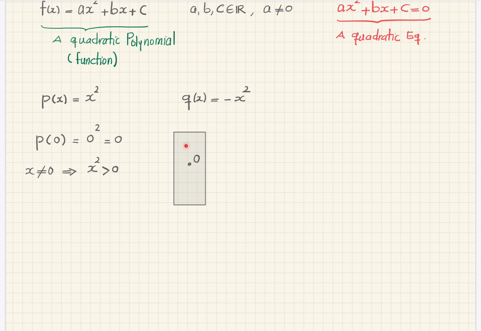So it means that any other point that you see in this bag has a value greater than 0, and 0 is in my bag as well. So what does it mean? It means that 0 is the minimum value of my function. Okay? If you have any questions, please interrupt me.